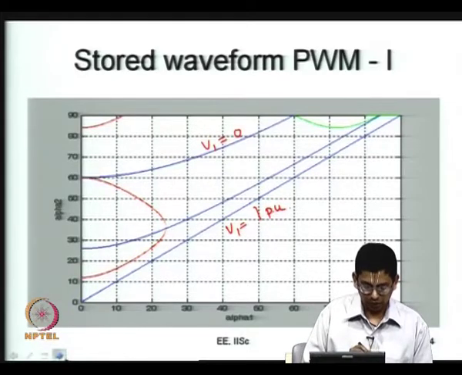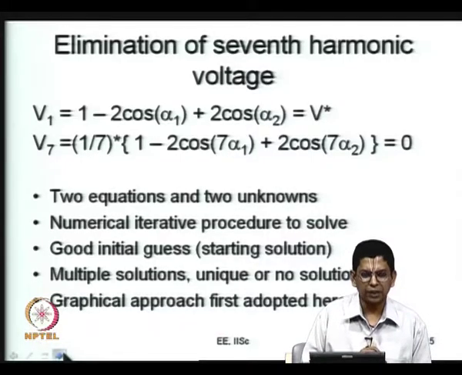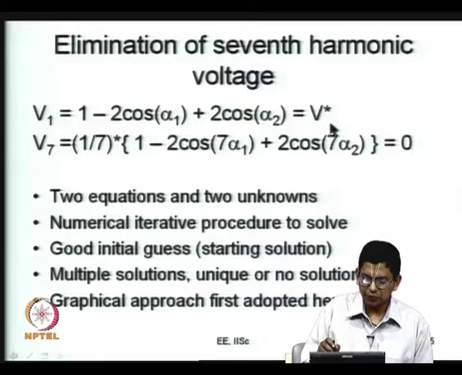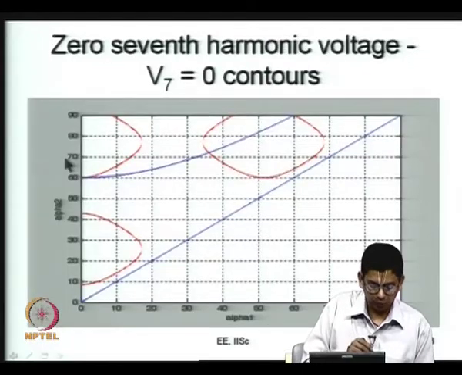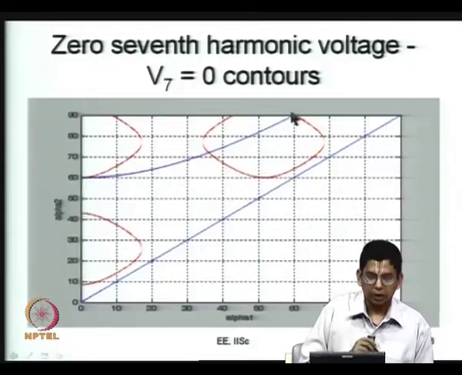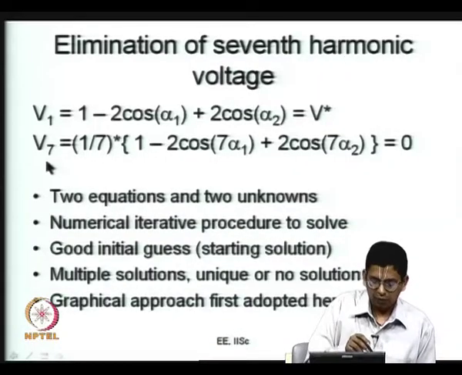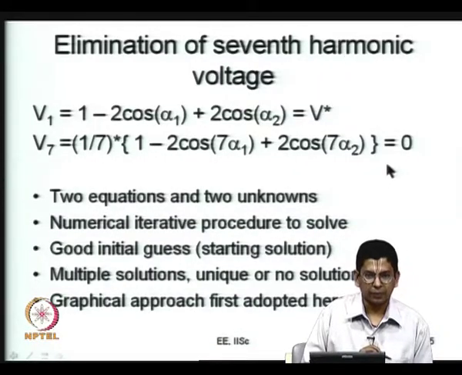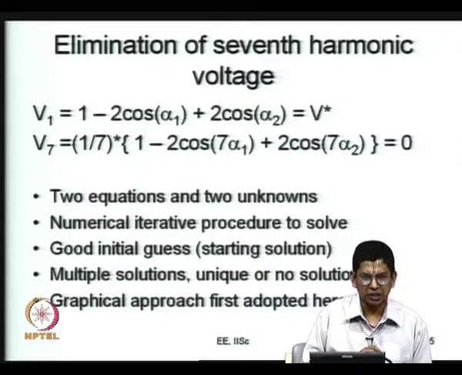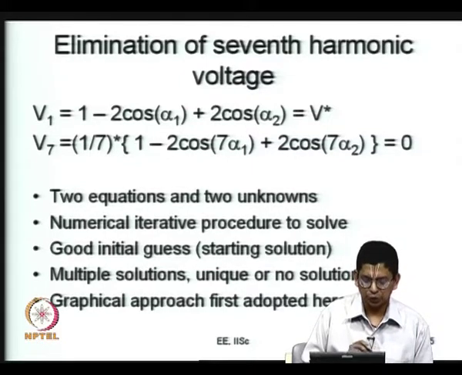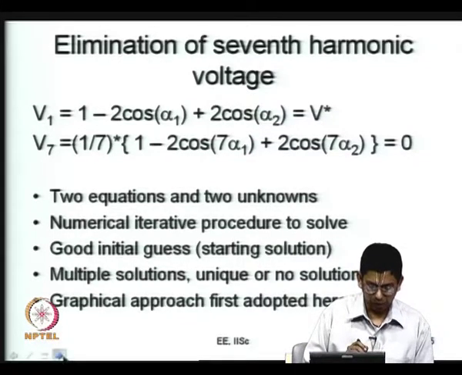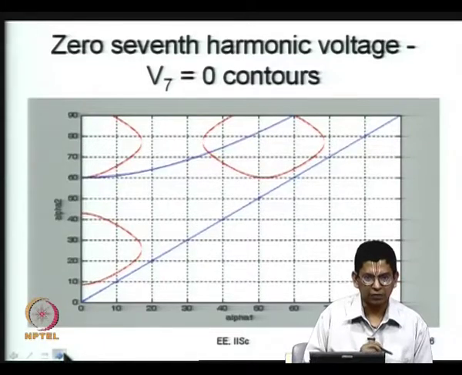So, you can also think of the other method of eliminating seventh harmonic voltage now. It is a similar exercise, but you will see that there are differences now. So, this is V1, you want to decide V1 to be equal to your desired V star. At the same time, V7 you want it eliminated instead of V5. Mathematically, it is the same procedure, 2 equations, 2 unknowns. So, you go about solving it iteratively, you have a good starting solution, you can converge faster and you go about doing that now. We are trying to see a graphical approach as we have been doing.